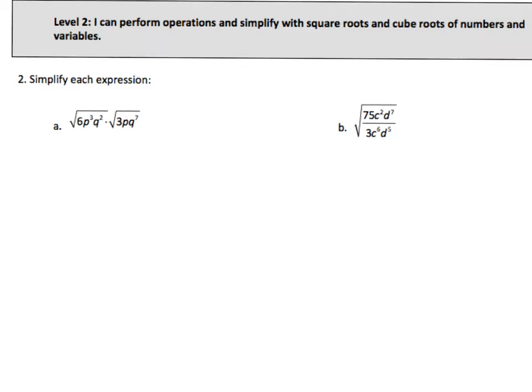Okay, level 2 is performing operations and simplifying square roots and cube roots of numbers and variables. So now we're going to take the level 2s from like we did in 2.2 and just add in some variables. Again, my suggestion to you is to multiply or divide together first, and then simplify. Remember, when you multiply, you can multiply any roots together.